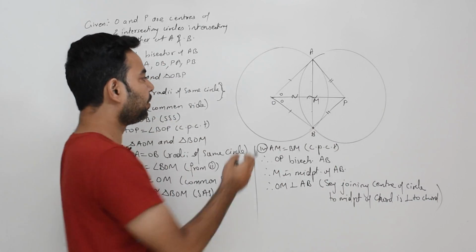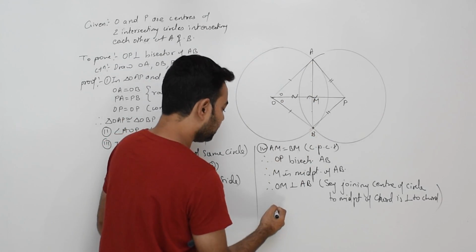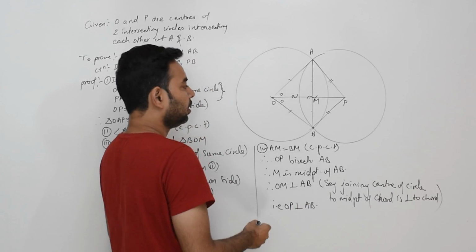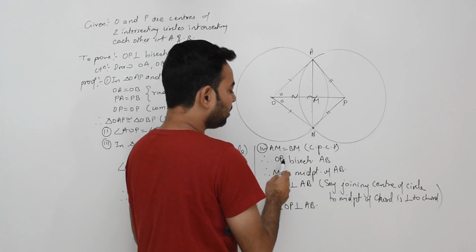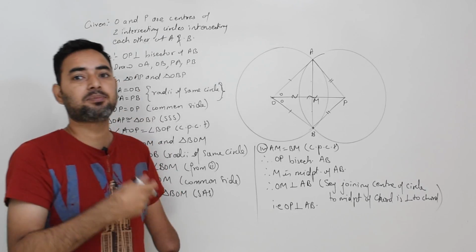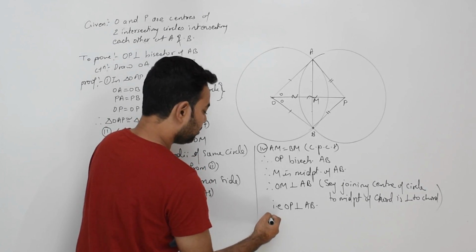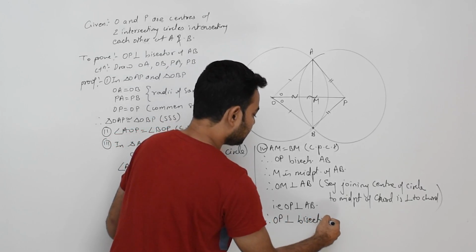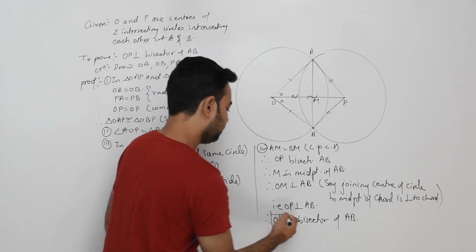If OM is perpendicular to AB, it means that OP is perpendicular to AB. What does it mean? It means that first we proved OP bisects AB, then we proved OP is perpendicular to AB. It means that OP is the perpendicular bisector of AB. Hence the proof.